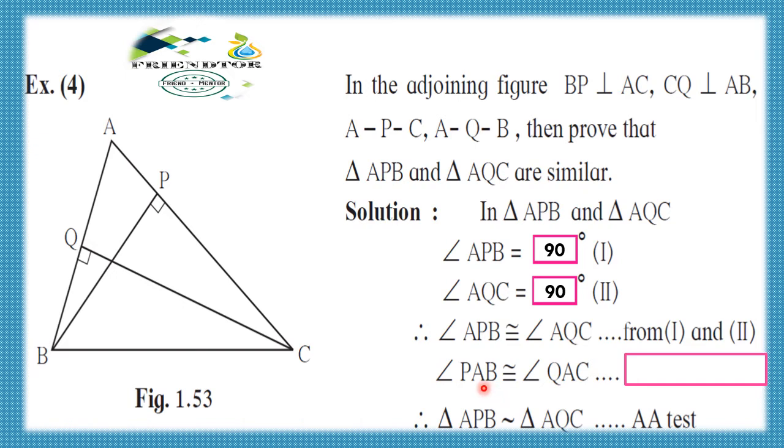Now the next step is angle PAB is equal to angle QAC. If you observe, both are the same. Actually it is a common angle between both the triangles. So the reason is common angle. Therefore, by AAA test we can say that triangle APB is similar to triangle AQC. Simple. Alright, so let's get started with practice set 1.3.